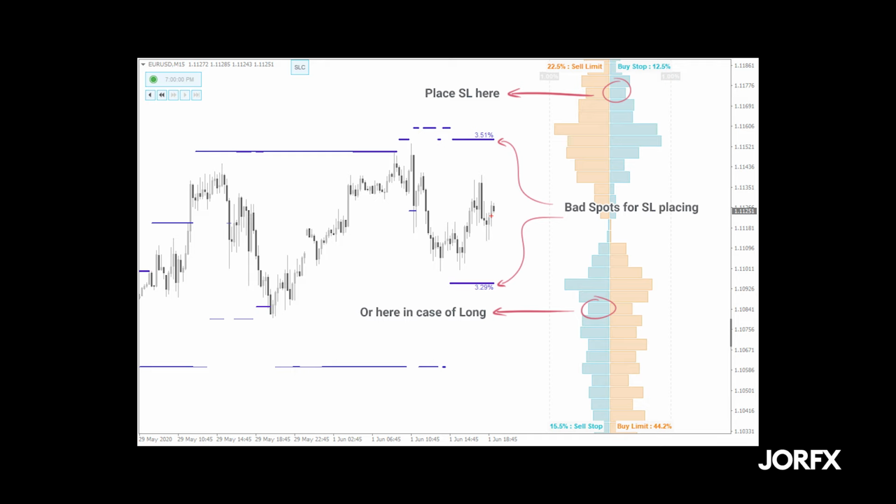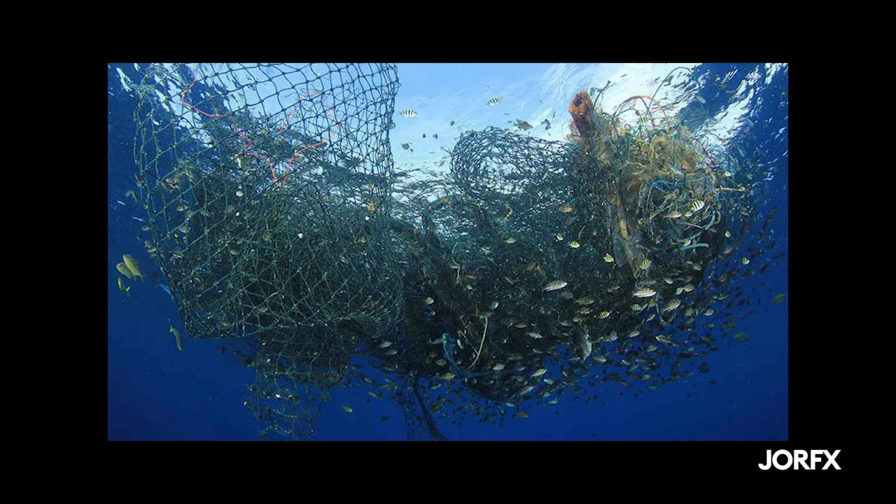Now, why does liquidity matter? Big players need liquidity to execute their trades. They can't just put a $100 million order in the markets without moving it. So they hunt for liquidity in areas where stop losses and pending orders are clustered. Think of it like fishing, right? Big players, they cast their nets into areas where there are a lot of fish. And in this case, these are the liquidity pools.